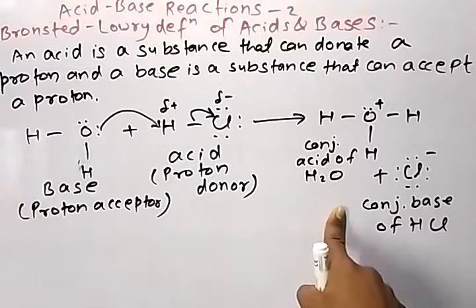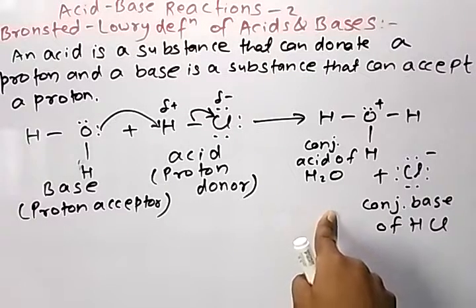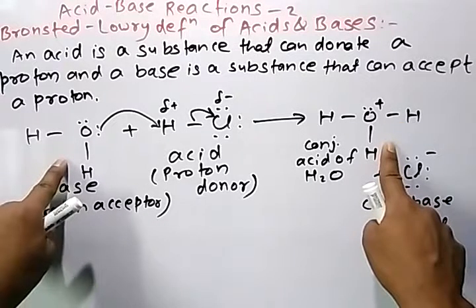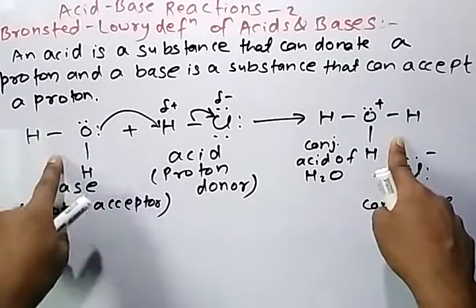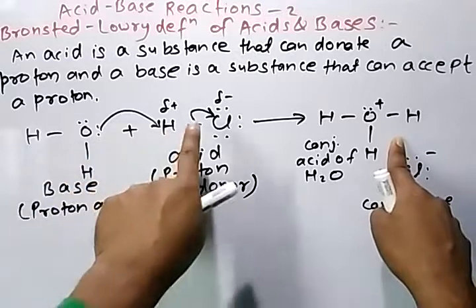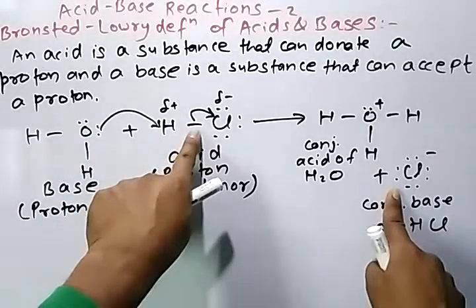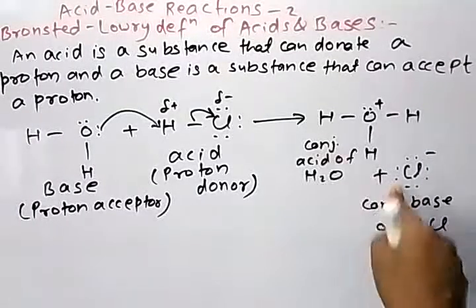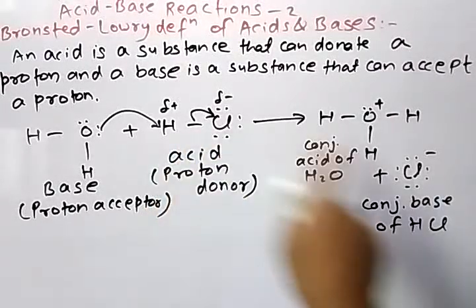The species which differ by a proton, that is H plus, are called conjugate acid-base pairs. For example, this H2O and this H3O plus are a conjugate acid-base pair, because notice this H3O plus has one proton more than this water molecule. Similarly, this HCl and this chloride ion are a conjugate acid-base pair, because this chloride ion has a proton less, or we can also say that this HCl has a proton more than this chloride ion.